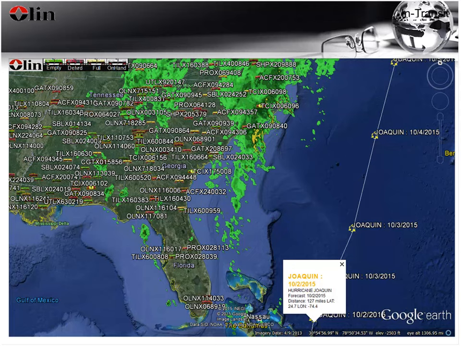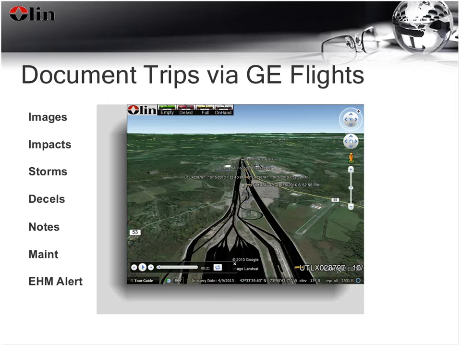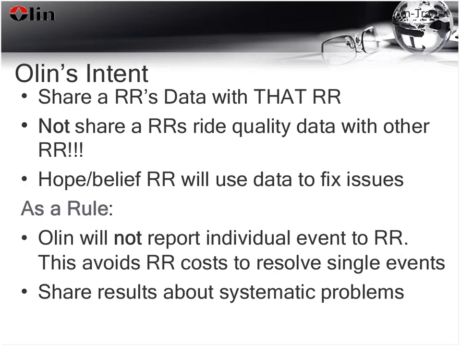This just shows how we do weather tracking. We document all of our trips via Google Earth Flights. We generate a movie, so it gives you a bird's-eye view of the trip that the car took. It changes the camera angle and raises the altitude of the camera based upon the distance between readings. And if any of these things on the left-hand side, such as impacts or deceleration events, or we have images, it will stop, pause, and pop up with a balloon help that shows you information about that.